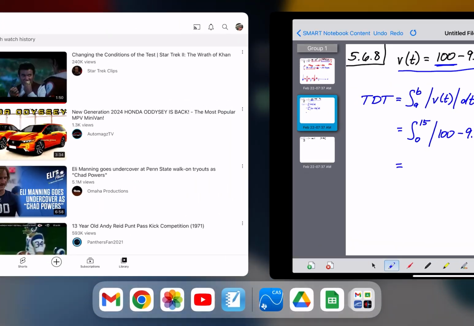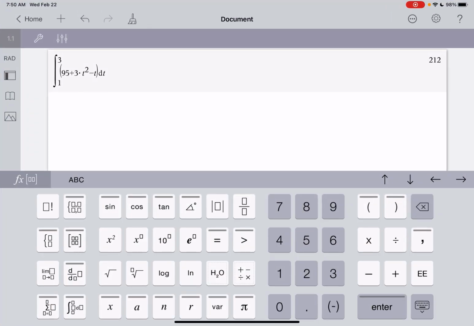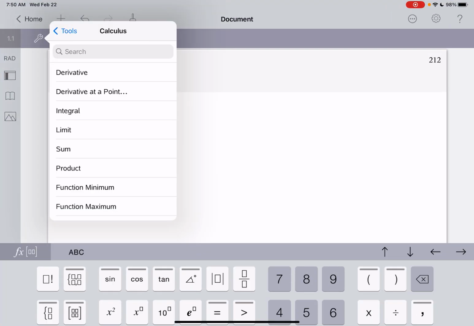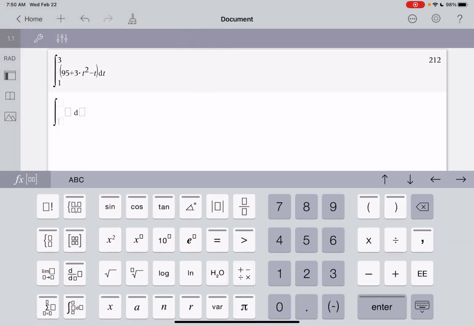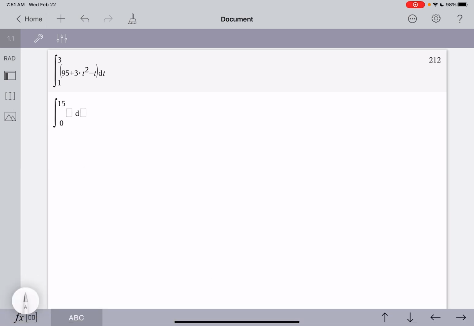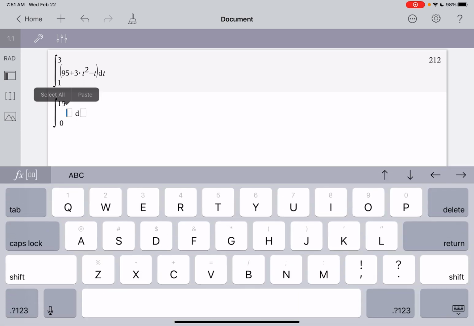So let's go ahead and answer the question here, guys. We don't need to spend too long on this one. So let's take a look here. Tools, and we're going calculus 4 and then 3 for an integral. We are going from 0 up to 15. And then for our integrand right here, again, we had to do the absolute value, which, do I know how to do it on this calculator? Let's take a look. I will make this easy, guys. I'm just going to type in the ABS right there.